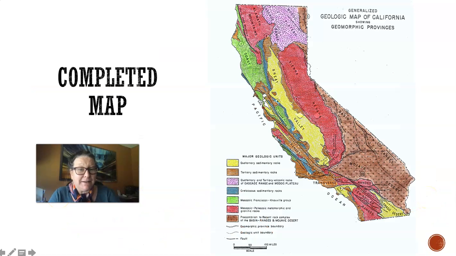So here is the completed map. This is what you should have by now. I hope you have understood the various parts of California geology. It was a quick and sort of simple overview, but hopefully you have a much better understanding of California geology now that you've taken this class.